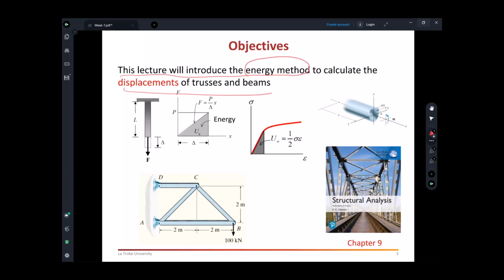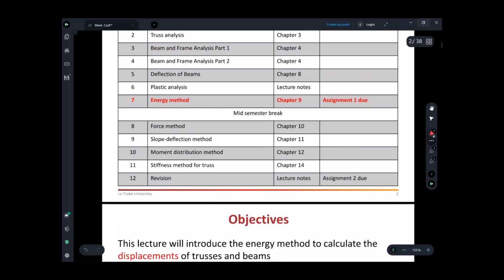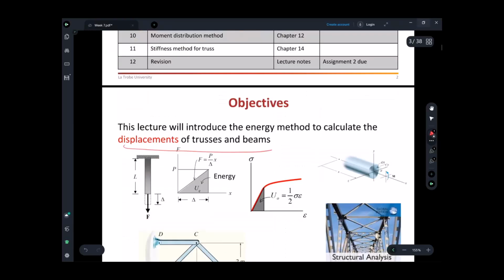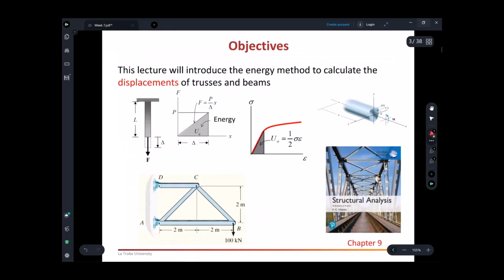You remember that we also have a similar method. We learned one method called the elastic curve method, the deflection of beams, in week number 5. What happens in that one? Students may ask that we already know one method, the elastic curve method, d squared y over dx squared equals M over EI. You integrate once, you get the slope, and you integrate again, you get the deflection. That was good, right? Why do you ask us to learn one more method to find a deflection?